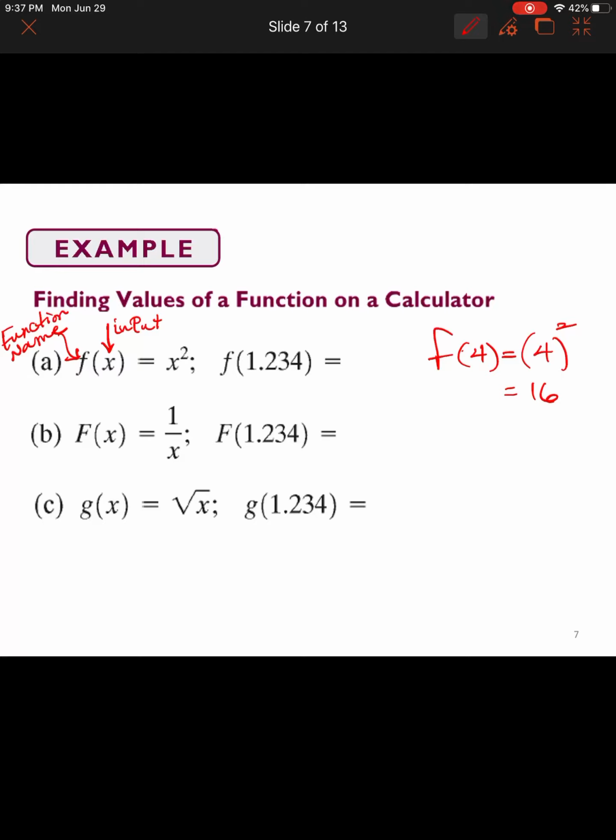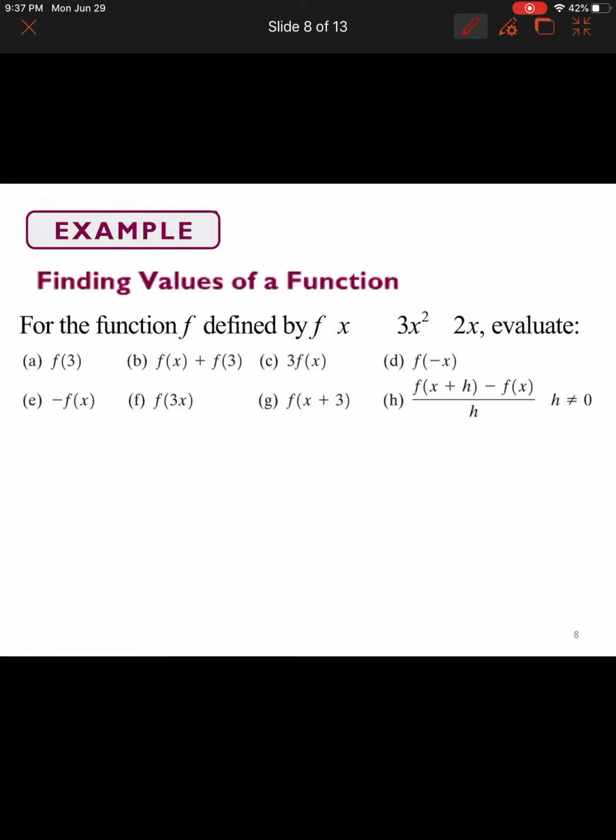It's that simple. All right, what if I said input 4 into the lowercase g? Do we run back to part A and try to plug it in there? No. We're going to go down to part C, identify the function g, and wherever I see an x, I'm going to put 4, and my solution, g of 4 equals 2. Thank you. And it's the same concept for this slide.